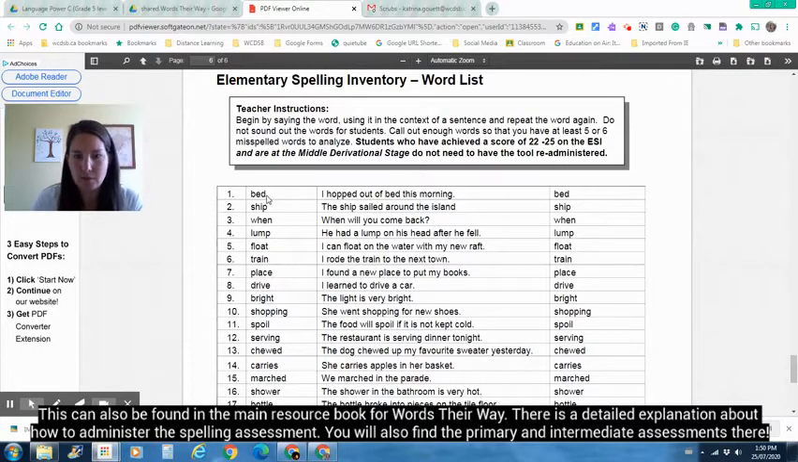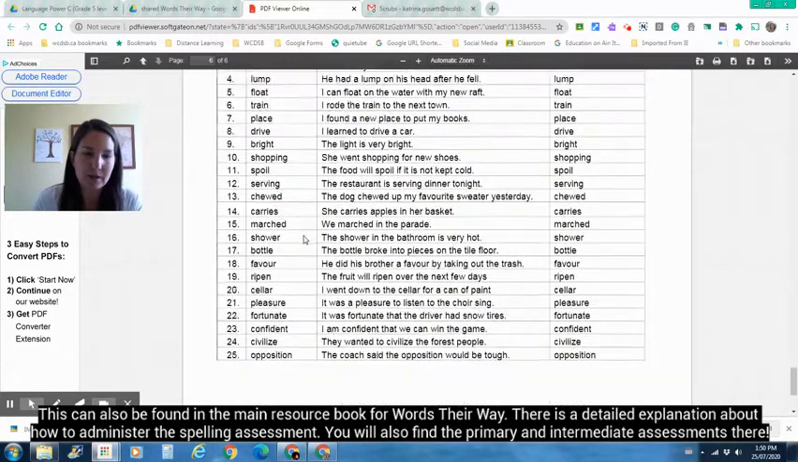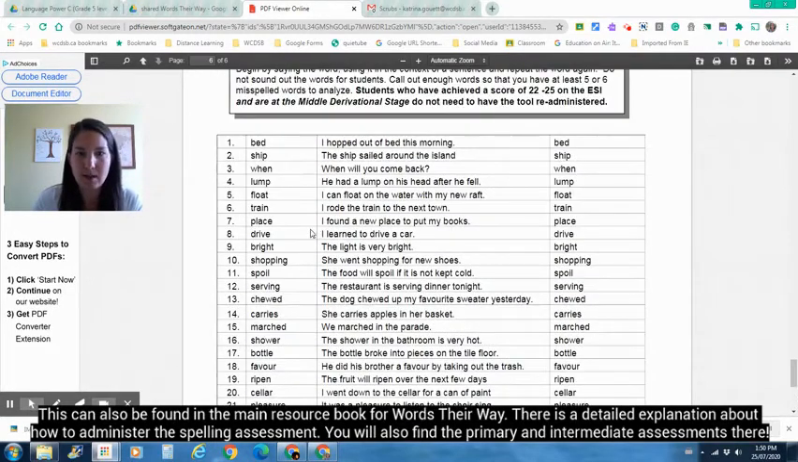So you say the word, and then you say the sentence, and then you say the word again, and you do that for all 25 words. As you read that aloud, the students are obviously filling in their test.